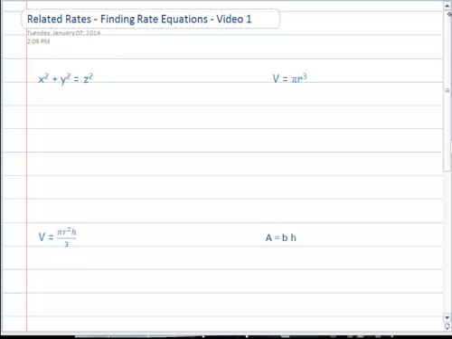I'm going to be doing a series of videos to help us through the related rates process. The first thing we need to understand is how we can take any static equation and turn it into a rate-based equation. And this requires use of implicit differentiation and the chain rule.